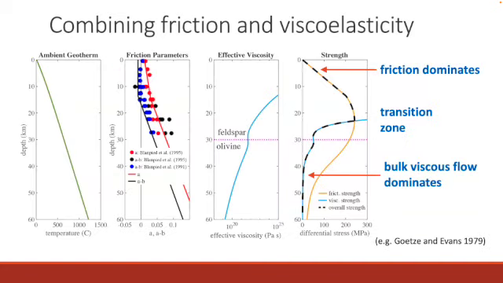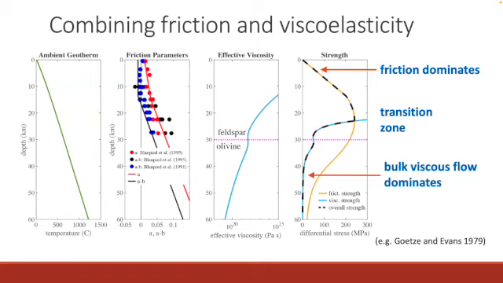The interaction between friction and viscoelasticity can be understood by plotting their respective strengths. Here I'm plotting a sampled geotherm on the far left, and second, the rate and state frictional properties of the fault as a function of depth, which are based on experimental results from Blanpied et al. in 1995. The velocity weakening to velocity strengthening transition occurs here at about 15 kilometers. The third plot is the effective viscosity for this geotherm, assuming a constant reference strain rate of 10 to the minus 14 per second. The effective viscosity decreases rapidly with depth due to its exponential dependence on temperature.